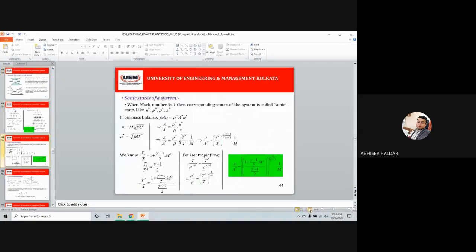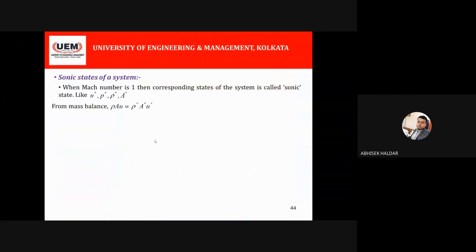Up to this we have discussed the importance of the star. Now at the throat, what will be the density? That will be my rho star. Everything at the throat, the properties will be denoted by the star. So U is equal to M into under root gamma T. I am not repeating, you know this equation. M is equal to U by C, and C is nothing but under root gamma T for the isentropic flow.